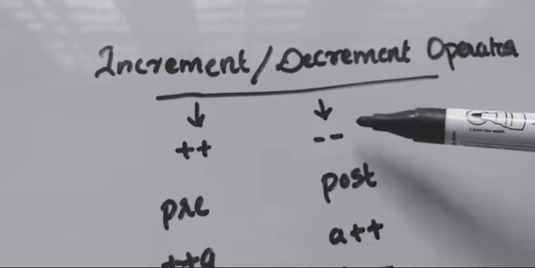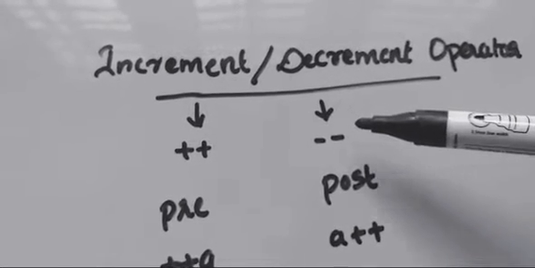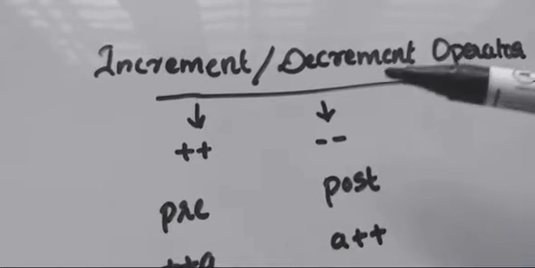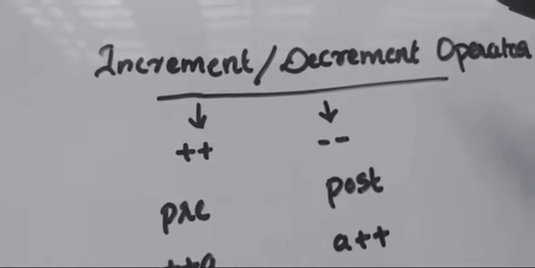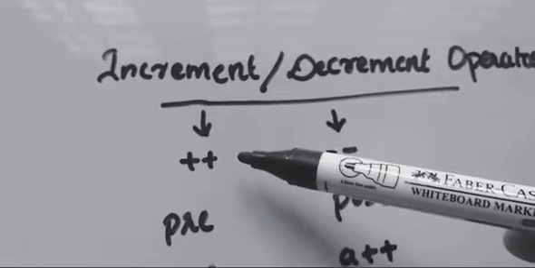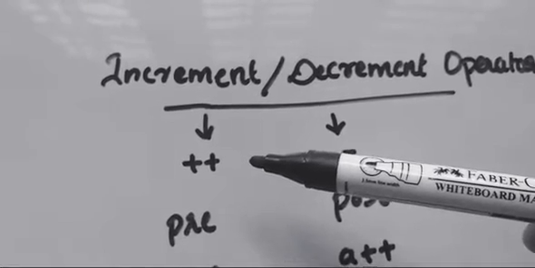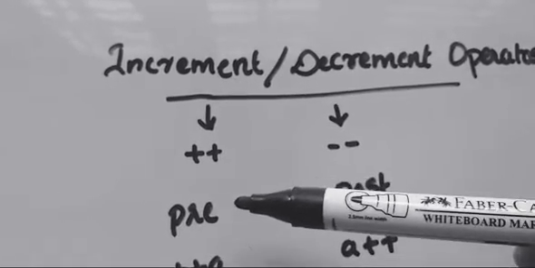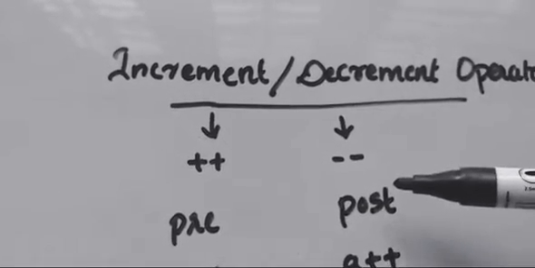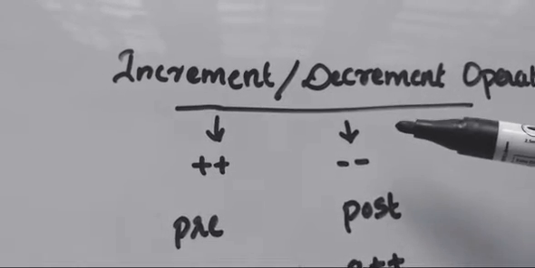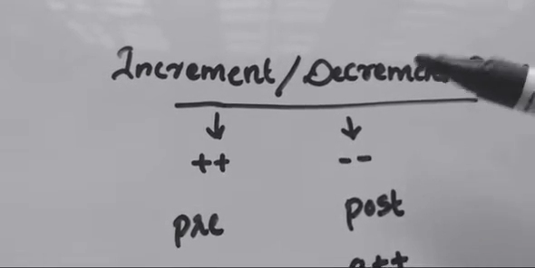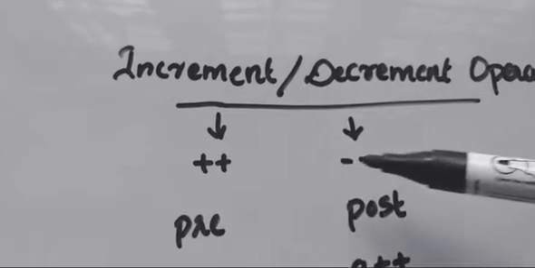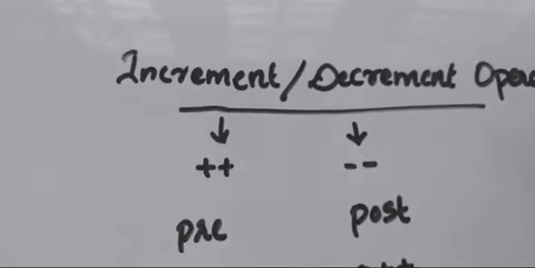Then minus minus denotes decrement operator. When two minus symbols come, that is known as decrement operator. So this is increment operator. Increment operator is of two types, pre-increment and post-increment. Similarly, decrement operator is also of two types, that is pre-decrement and post-decrement.